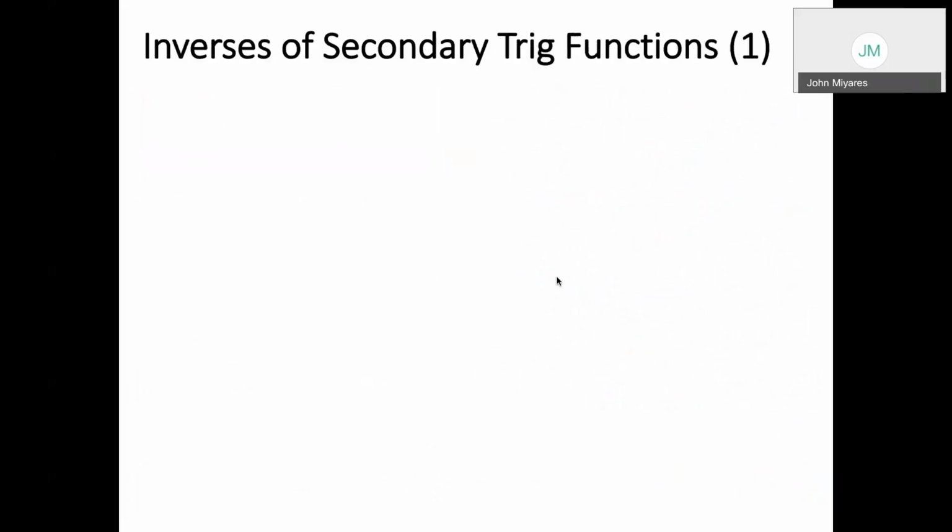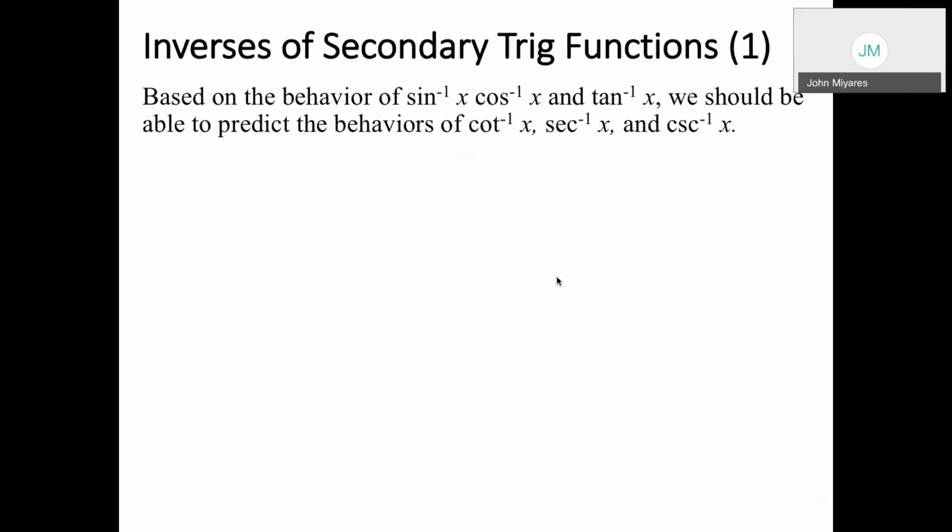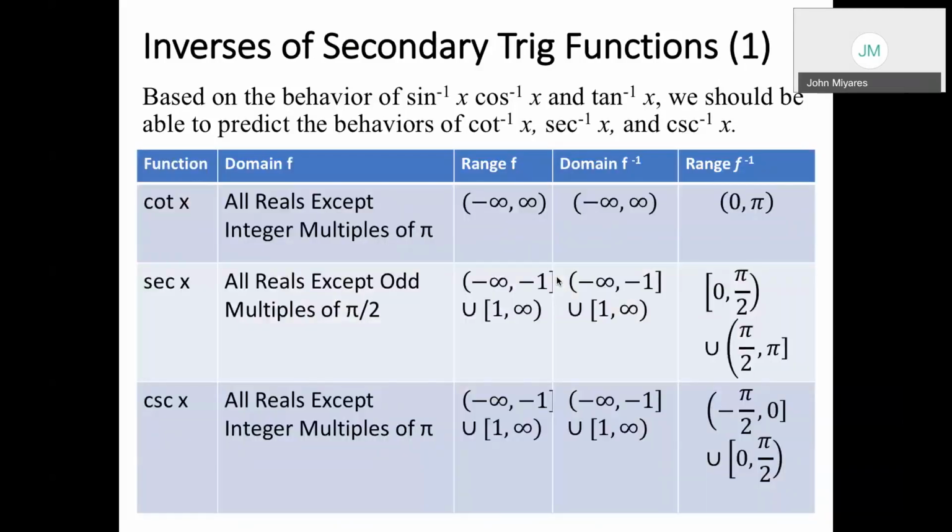Now, I don't want to spend an incredible amount of time looking at the cotangent, the secant, or the cosecant, and I'm sure you can take some time to explore these graphs on your own. However, based on the behaviors of the three primary trig functions, we should be able to predict the behaviors of the secondary trig functions and their inverses. I've set up a table which looks at all these three functions in one sitting, but I did not generate graphs for any of them.